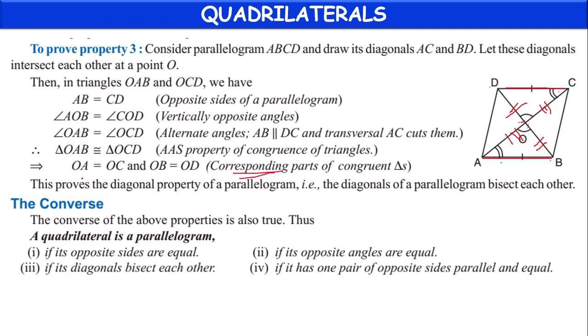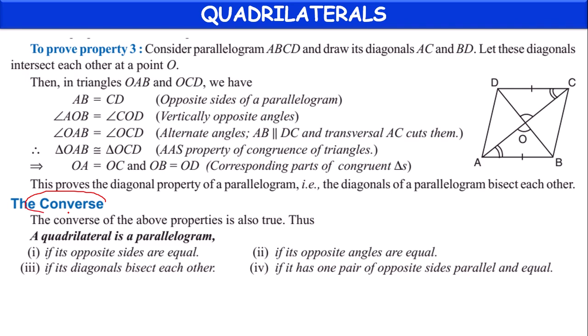Corresponding parts of congruent triangles. So this diagonal divided into two parts. This diagonal divided into two parts. So diagonals bisecting each other. This property also proved. Like this, children, with the help of theorems, we can prove all the properties of the parallelogram. We have proved all the properties of parallelogram.